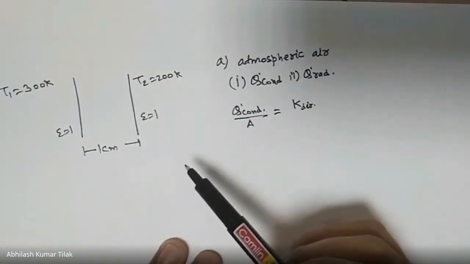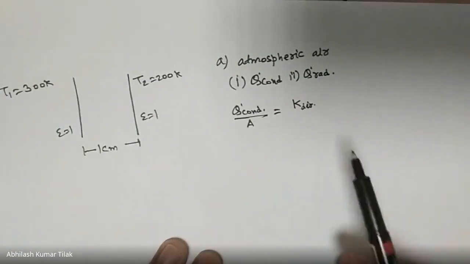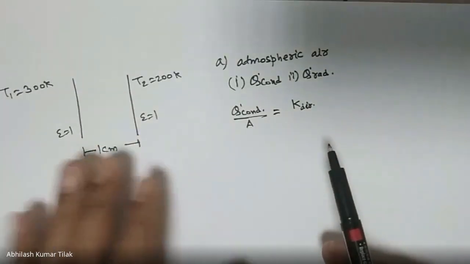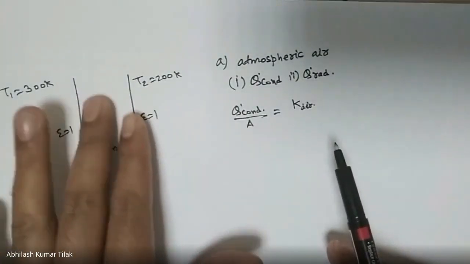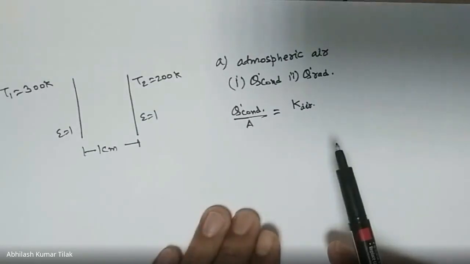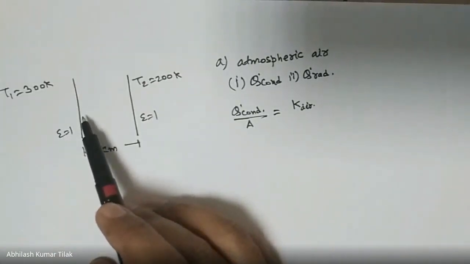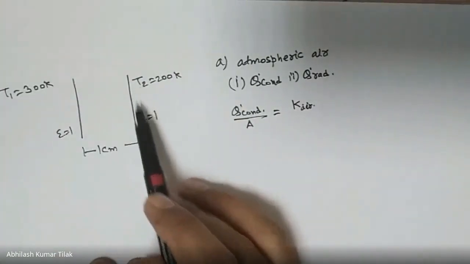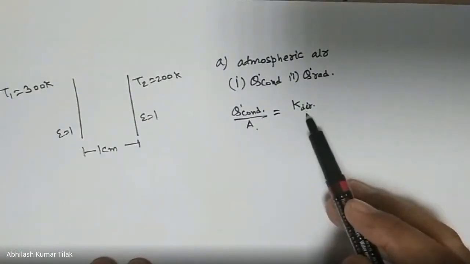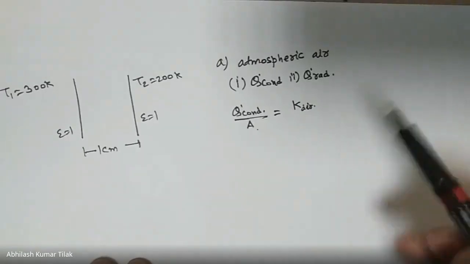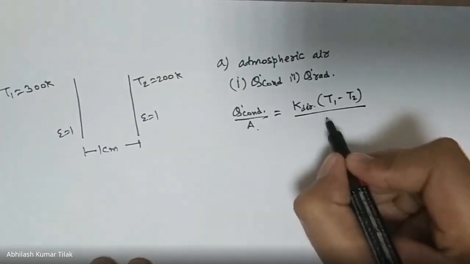In experiment number 7 in your lab, we determine the thermal conductivity of liquids. It is very similar to this: two plates, one at higher temperature and one at lower temperature, with a liquid placed between them, and we have to determine the thermal conductivity of the liquid. So heat conducted through the medium, Q conduction upon area, is equal to the thermal conductivity of air times the temperature difference, T1 minus T2, divided by the thickness of the medium, delta X.